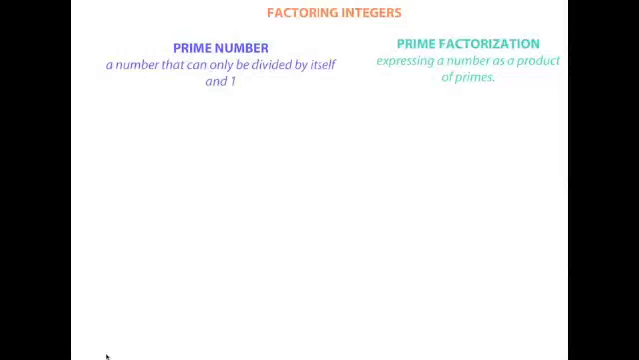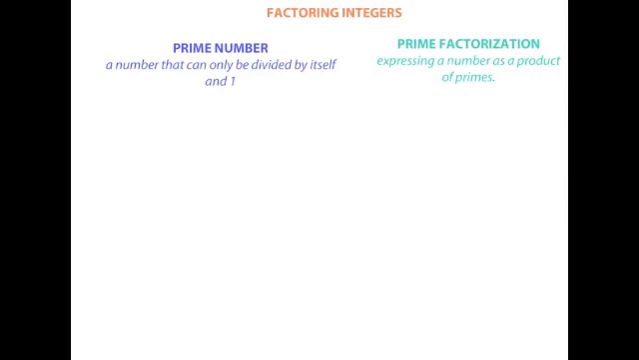So we're beginning chapter 5 by learning about factoring, and I want to take it back maybe a little before junior high, and we're going to look at prime numbers. Right here, I've given you what a prime number is. If you forgot, it's a number that can be divided by only itself and 1. It can't be divided by anything else.